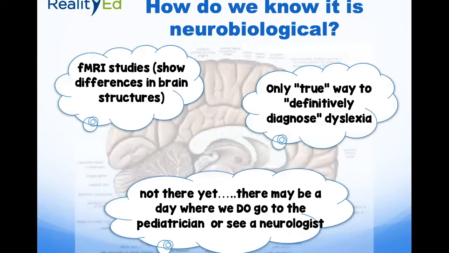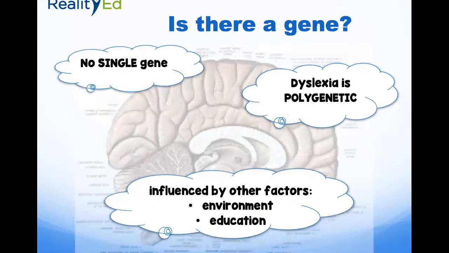We're not at the point yet where we have functional MRI studies that could be done, or an MRI that you could go and have at your doctor's office where we could diagnose dyslexia. So kids aren't going to their pediatrician to have this diagnosed. So it is an educational issue that can be diagnosed in educational settings, including a school system. We don't have time to go into that with this crash course, but if you're interested in learning about that, I cover that in another webinar. So kids aren't going to their pediatrician or seeing a neurologist at this point, but perhaps down the road that will occur. Is there a gene?